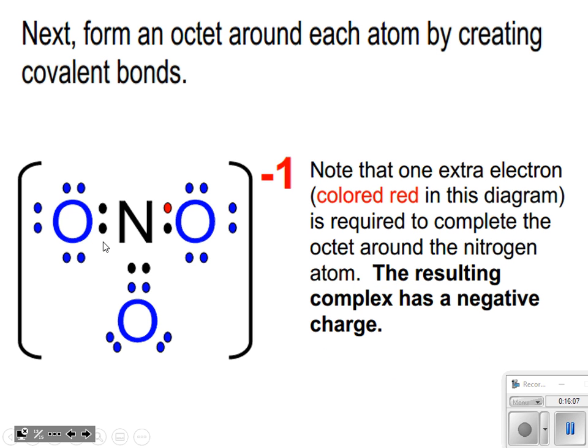Note that the one extra electron that is red in this color is required to complete the octet. The resulting complex has a negative charge. That's why we put these brackets right here around it and put a -1 there, to know that that entire complex here has a -1 charge.